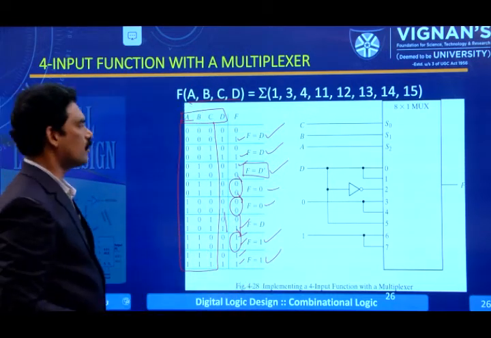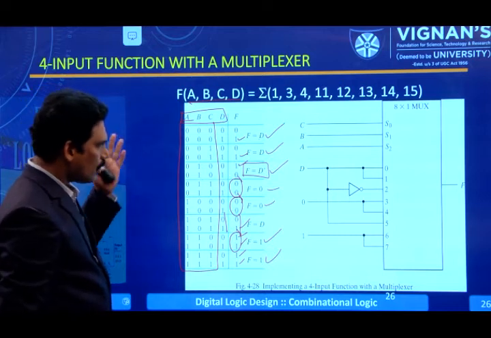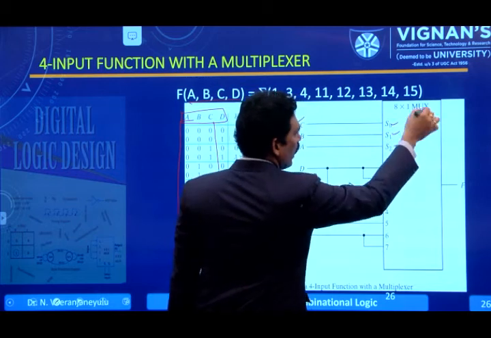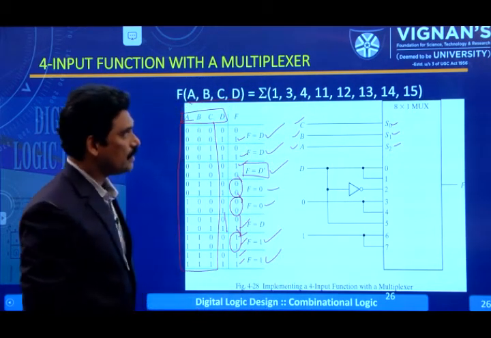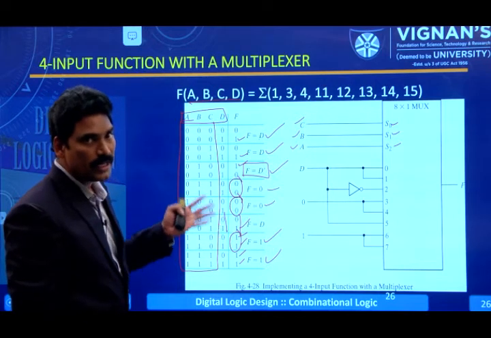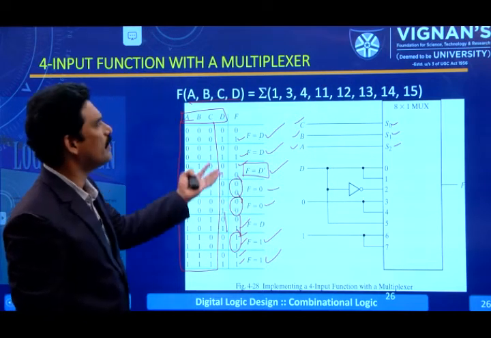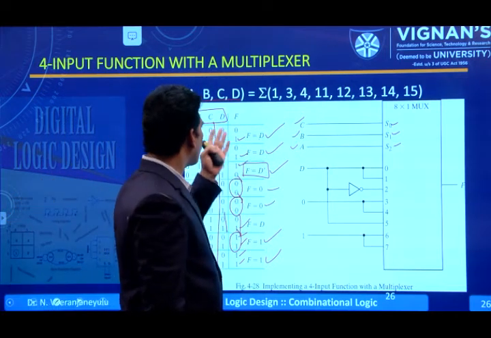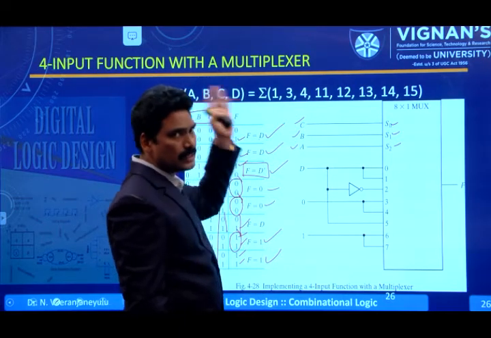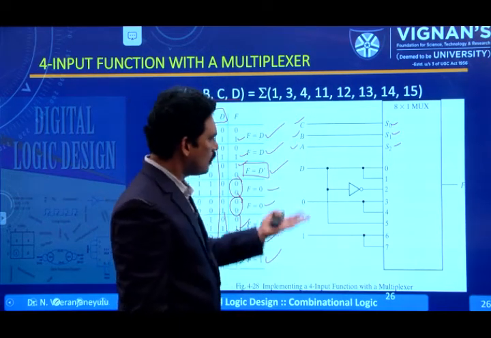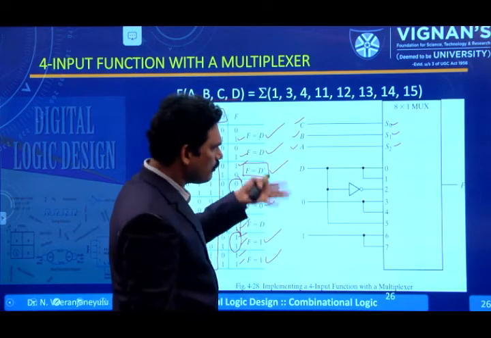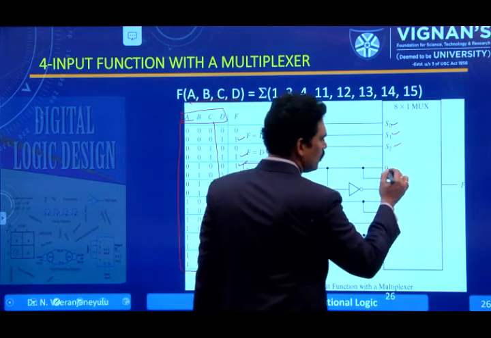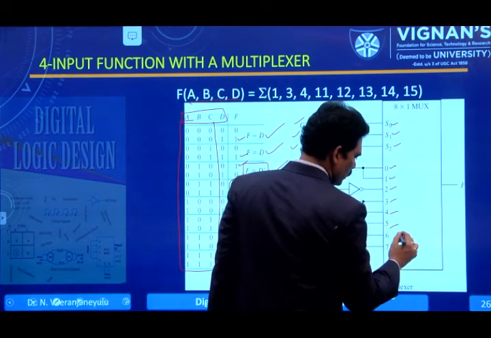Now, how to implement this one? What are the selection lines? A, B, C. We are considering these as selection lines S0, S1, S2. And what type of multiplexer are we going to use? An 8 by 1 multiplexer. Why this 8 by 1 multiplexer? We have so many combinations. We are considering 3 selection lines, which means 8 inputs will be there. So, 8 inputs: 0, 1, 2, 3, 4, 5, 6, 7.